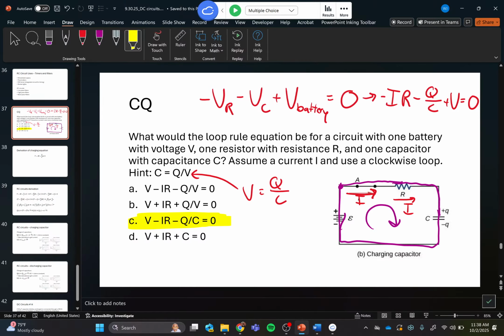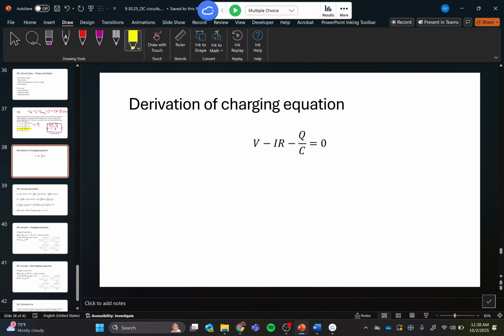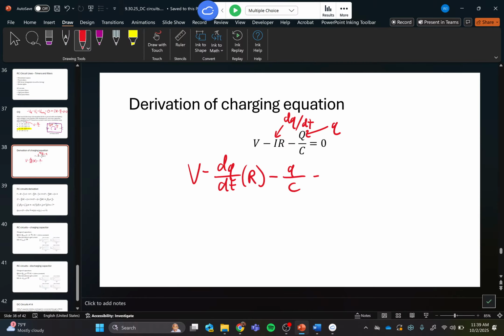Yep. All right. Derivation. I am not going to actually derive this. I'm just going to show the next step that's going to build our differential equation. And then the next slide goes to the whole derivation. But for the sake of time, I'm not going to do it. So if you're wondering what's going on here, we're going to do one little substitution. Remember that I is defined as dq/dt. In fact, I'll make it a lowercase q, just makes things easier. dq/dt times R minus q over C.